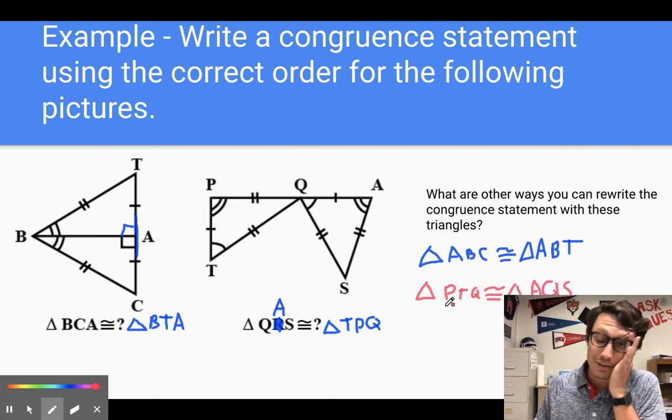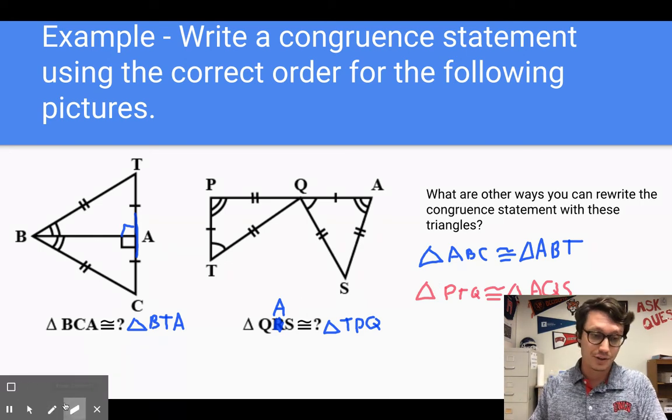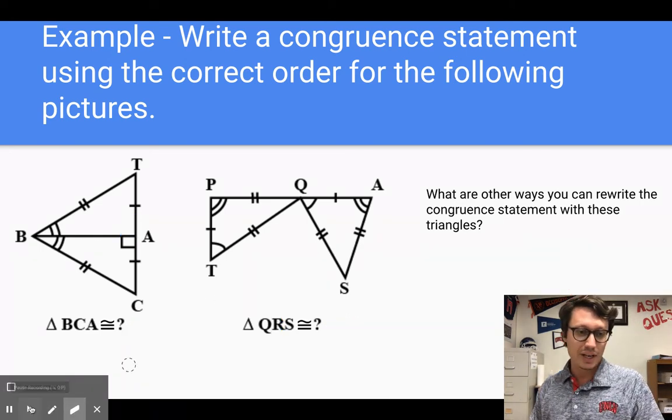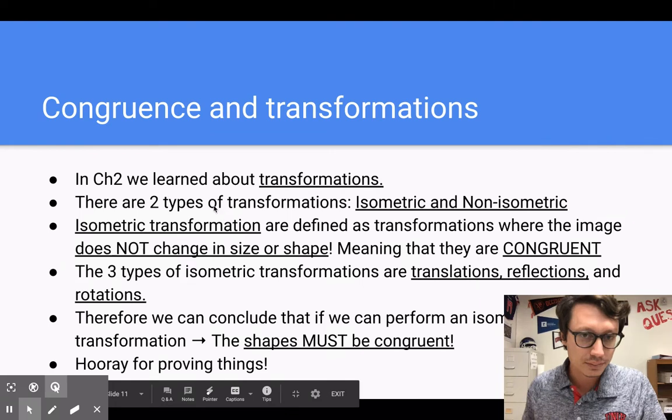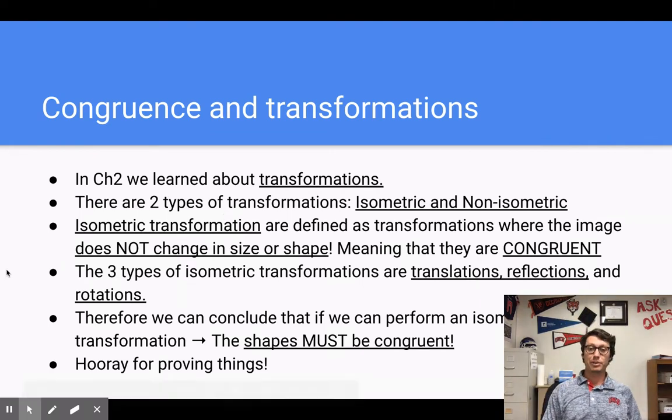Okay, so you have to make sure that the angles are corresponding and in the correct order. It matters. It makes a difference. Now we're tying together what we learned in last chapter into this chapter, right?